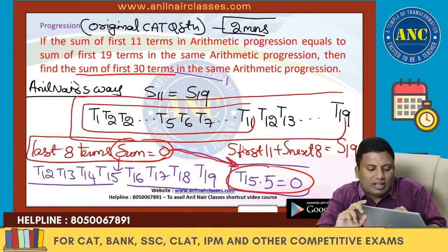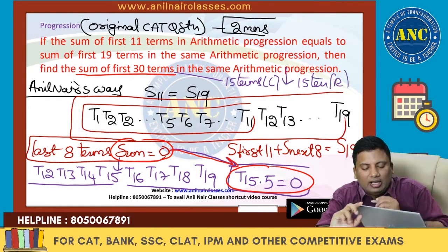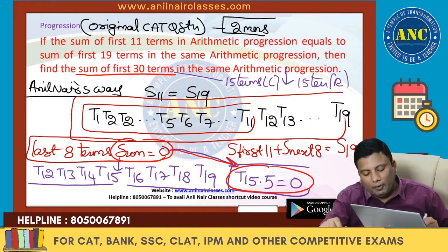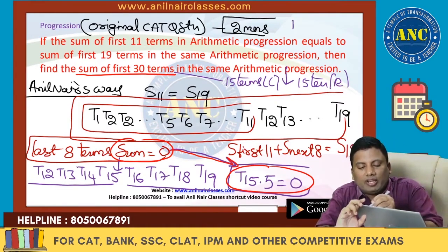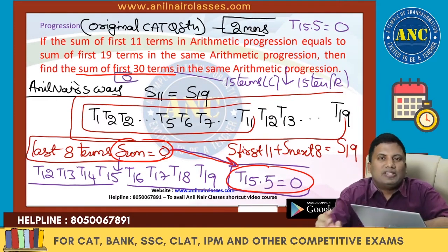What do you mean by 30 terms? 15 terms to the left and 15 terms to the right. What is the middle value? 15.5. The middle value is nothing but T15.5. So T15.5 is 0. The sum also will be 0.